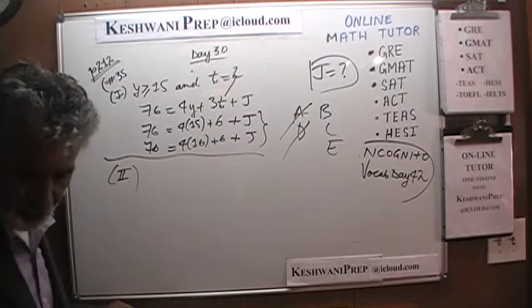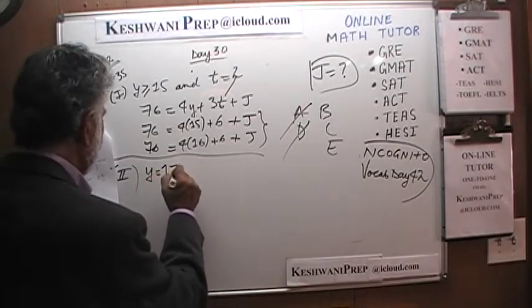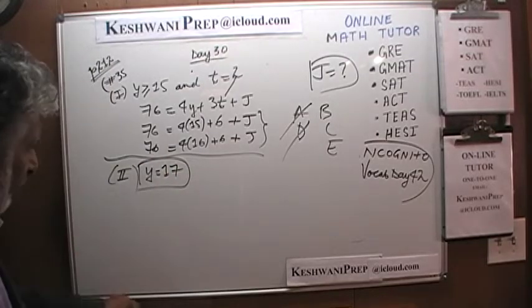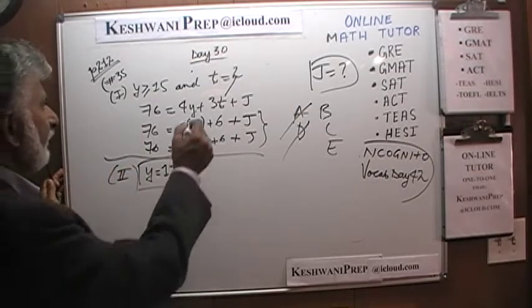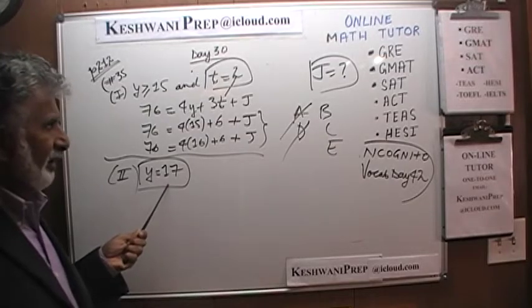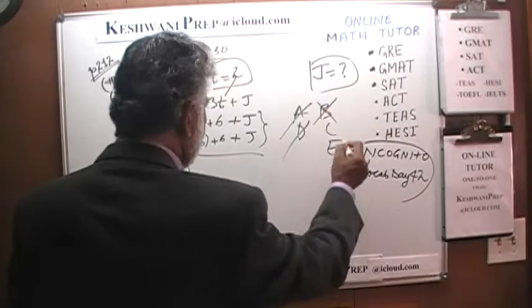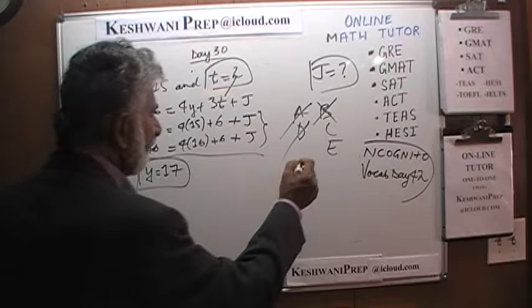Second statement goes on to tell us that y is equal to 17. Oh, there you go. The problem here is that the second statement does tell us exactly what y is, but unlike the first statement where they told us that t is equal to 2, here we have no value of t. And without the value of t, we cannot figure out the j. So the second statement by itself is also not enough. But when we put the two statements together, now of course we can answer the question. The answer is C.